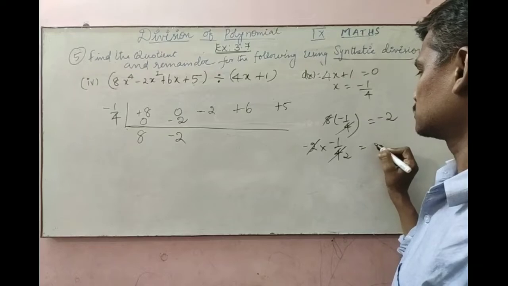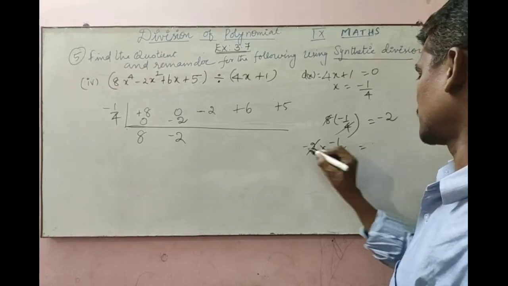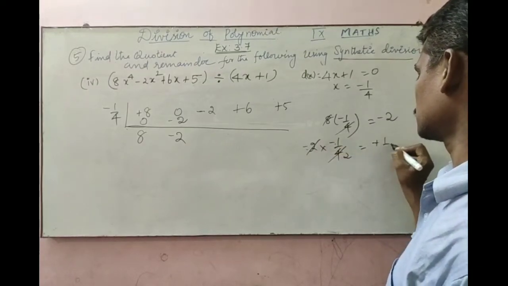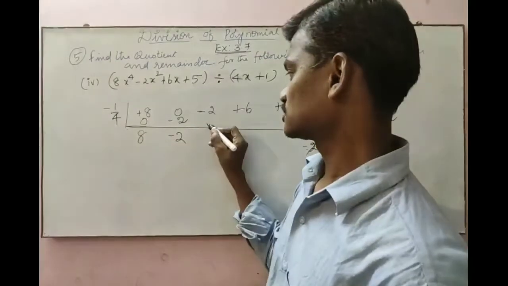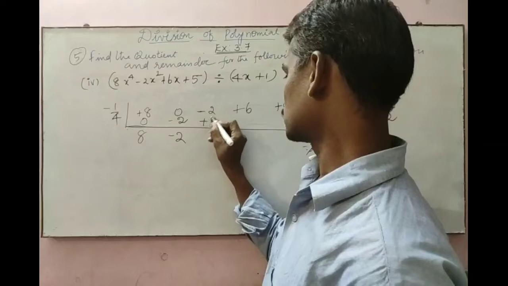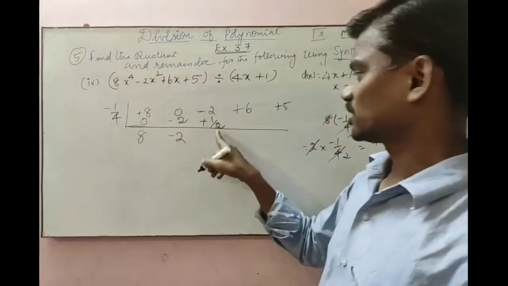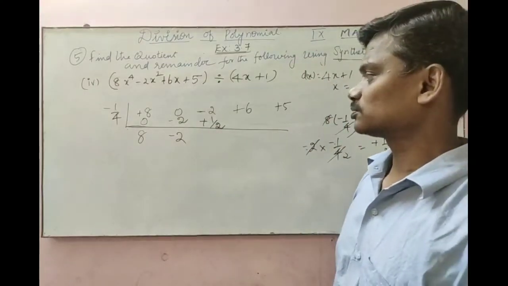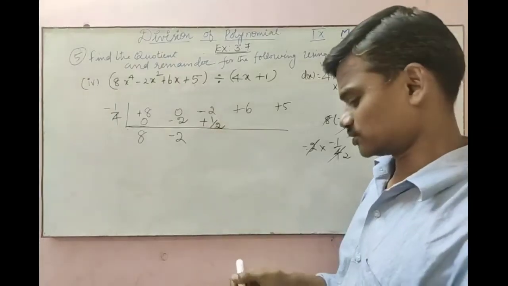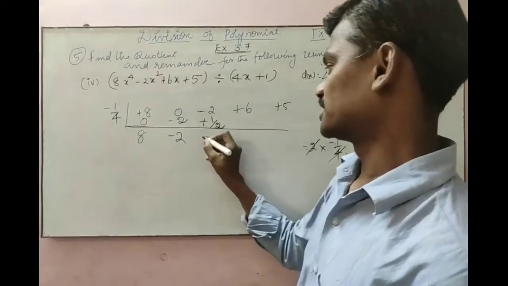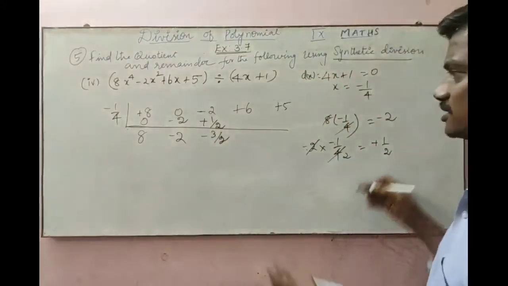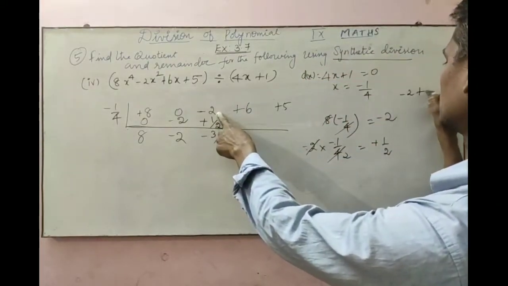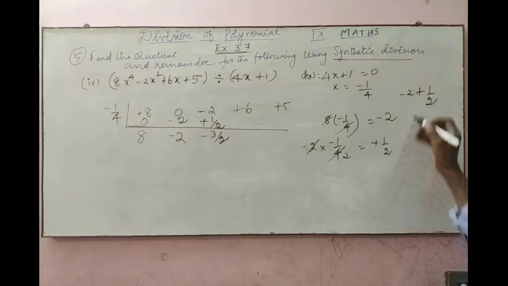You will get minus into minus plus, 1 by 2. 2 into 1 by 4 gives plus 1 by 2. Plus 1 by 2 minus 2. Minus 2 plus 1 by 2 gives minus 3 by 2. You can do it separately. Minus 2 plus 1 by 2, you have to take the LCM.